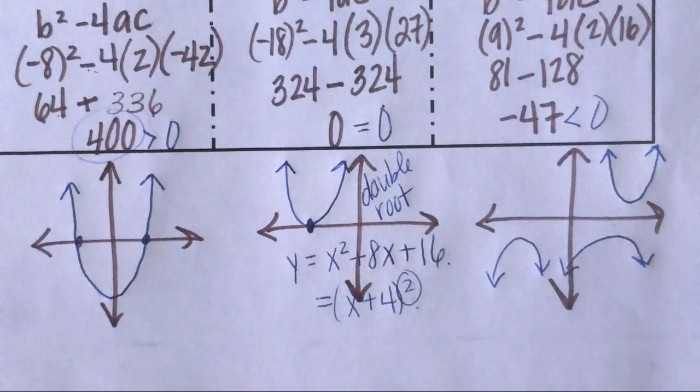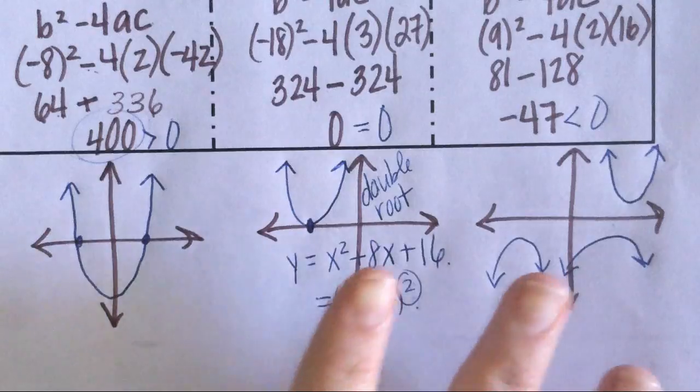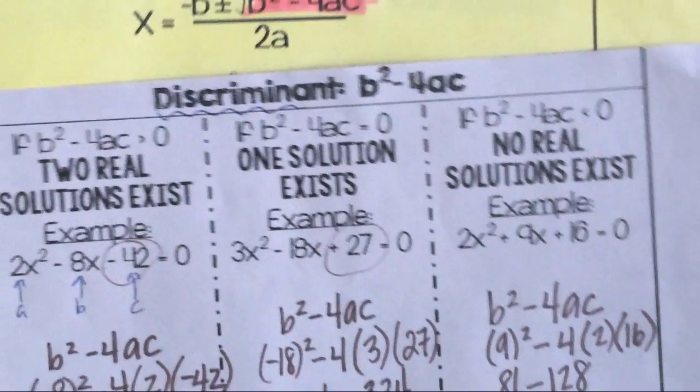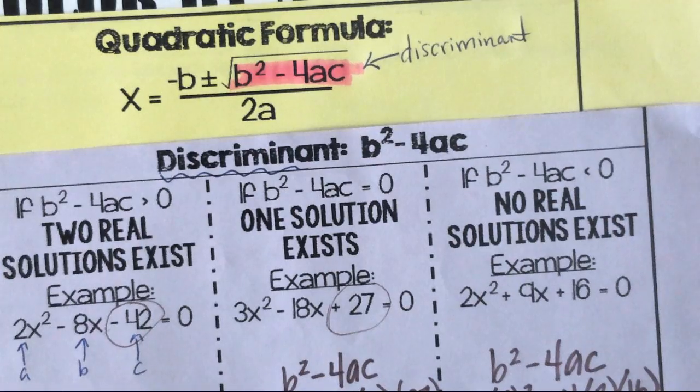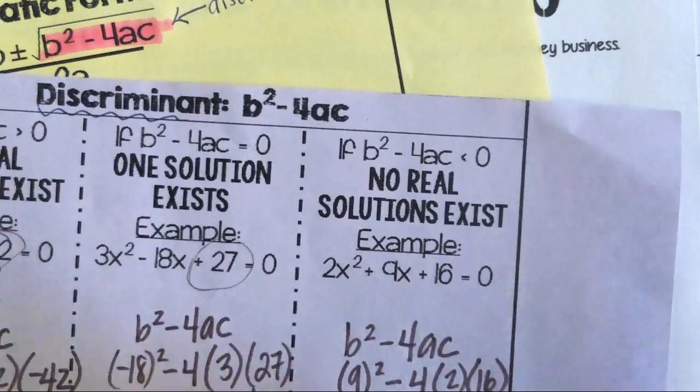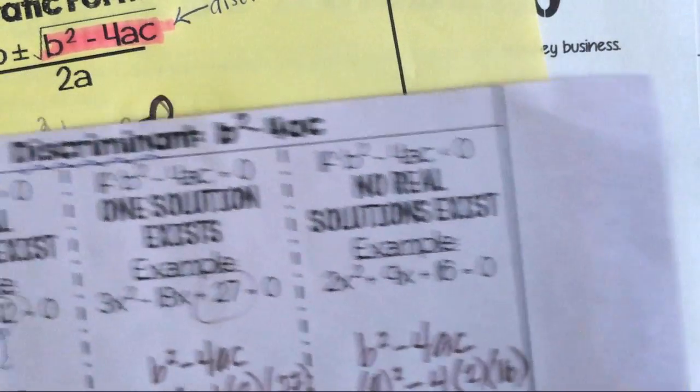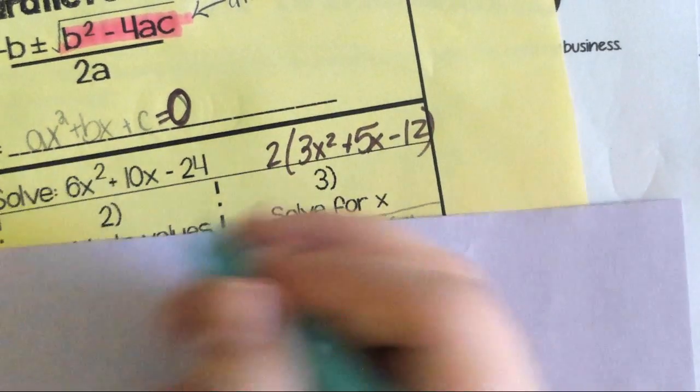Again. There is the one with no solution. So it doesn't cross, so there's no solution. So let's go back again. Remind me again, where do you see that discriminant in the quadratic formula? Under the radical. So if you're getting a negative under the radical, I'm going to flip to the back and work something out.